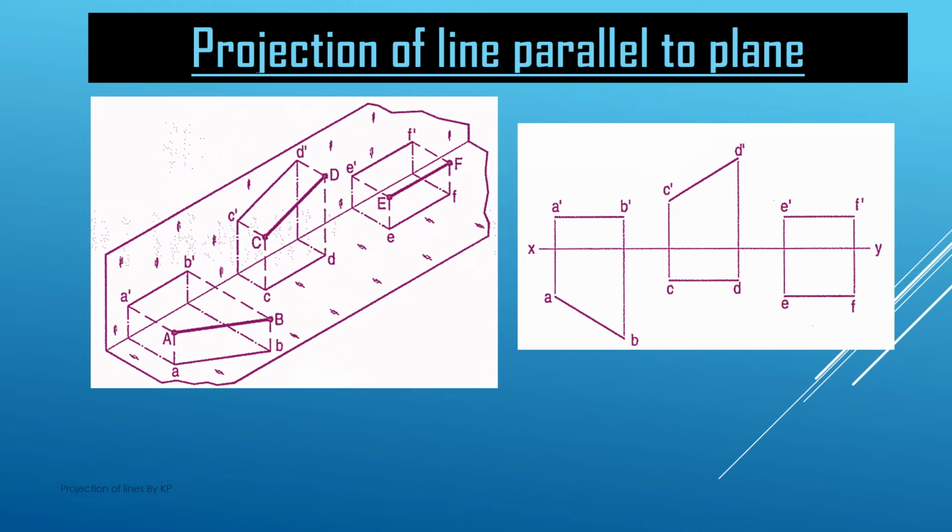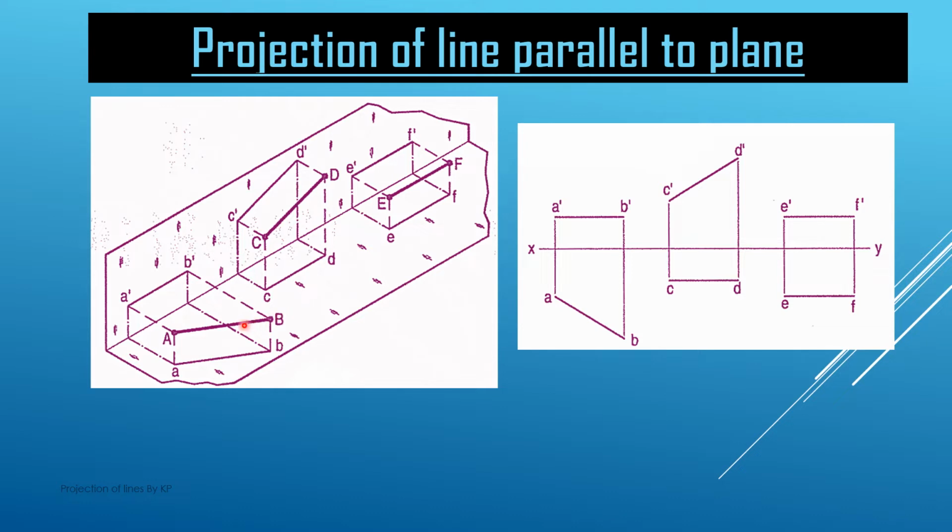In our previous video, we have seen the projection of points. Now we discuss the projection of line, and there are few different cases. The first case is the line which is parallel to the plane. It may be a vertical plane, it can be a horizontal plane.